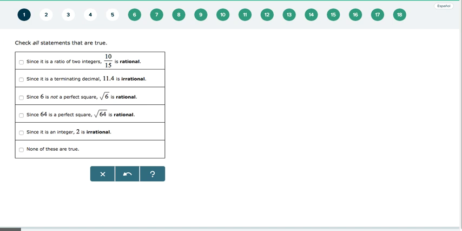Number one, select or check all statements that are true. So here we're looking at whether a number is rational or irrational. Not only do you have to decide if it's rational or irrational, but you also have to determine if the reason they give you is correct. So, quick review.